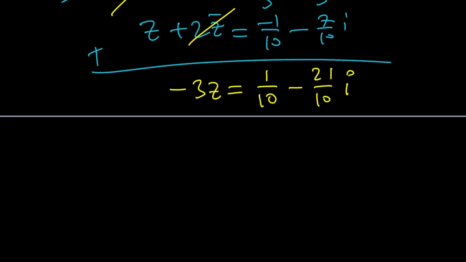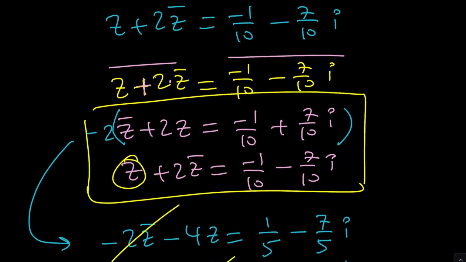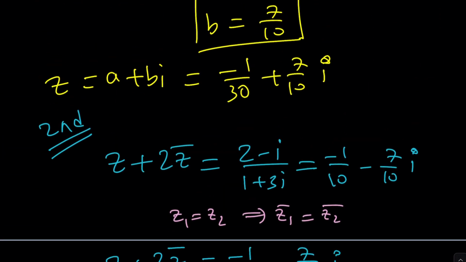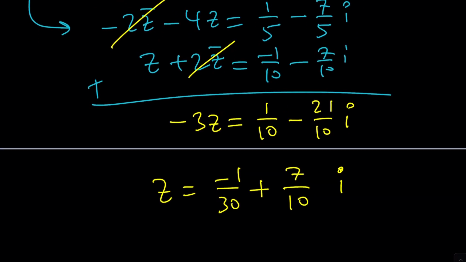And now the next step would be dividing both sides by -3, and that will be -1 over 30 plus, we divide -21 by -3, that's going to be a 7. So we're going to end up with 7 over 10i. Now, is that the same result that I found with the first method? Hopefully, better be, right? -1 over 30 plus 7 over 10i. Yay, great success. So we hopefully did not make any mistakes.